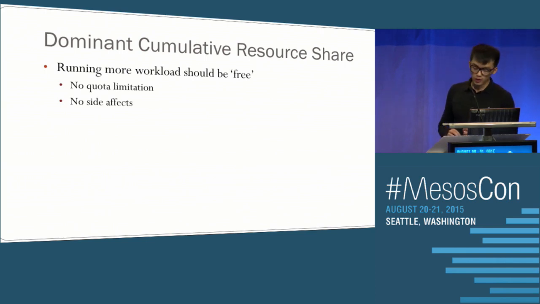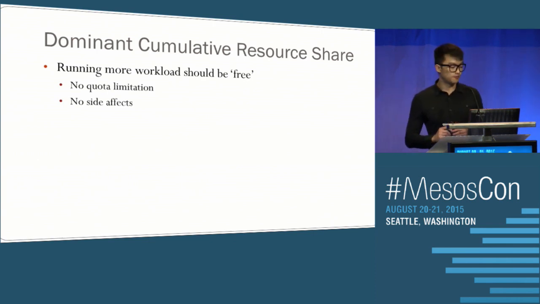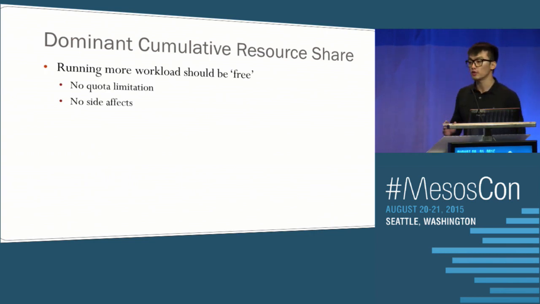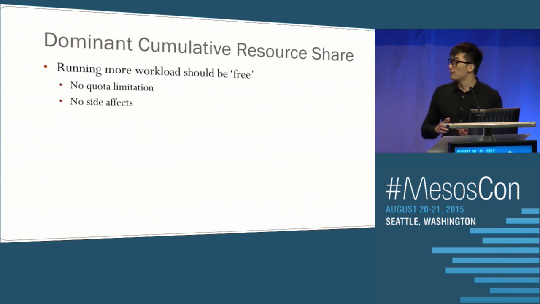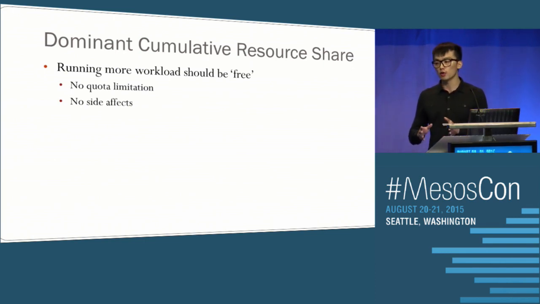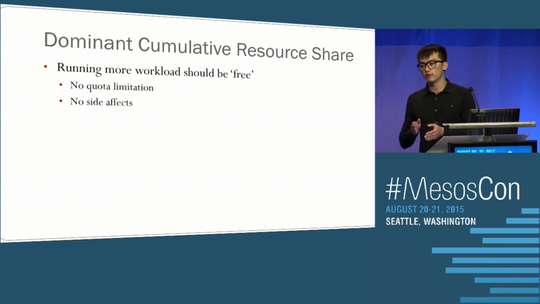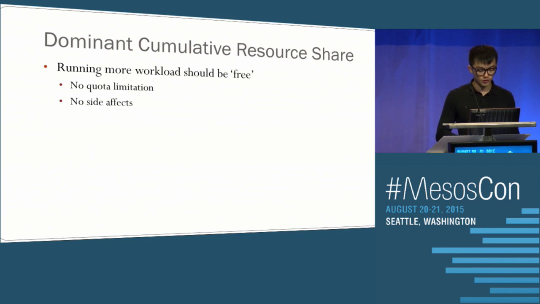So one property we want the user to have by using our cluster is I want them to feel that running more workload should be free. Free should be in two senses. First, there should be no quota limitation, which is very easy to achieve. But the second point is actually more interesting: running more workloads should be side effect free. In other words, running more workloads should not cause any of your existing workload to be more vulnerable to preemption. That's very important for the user to use it.